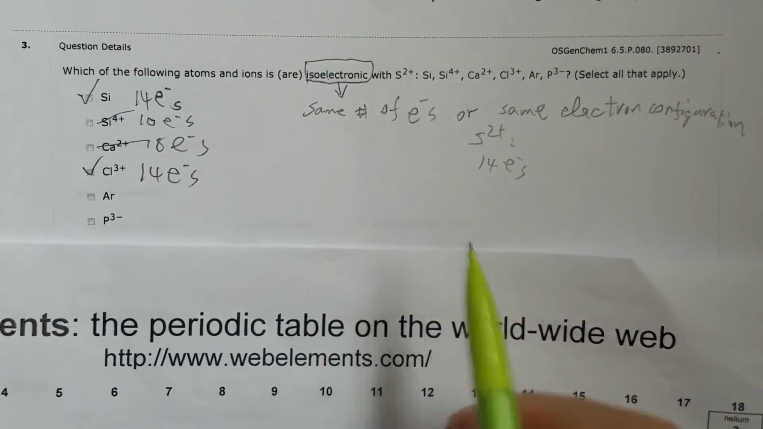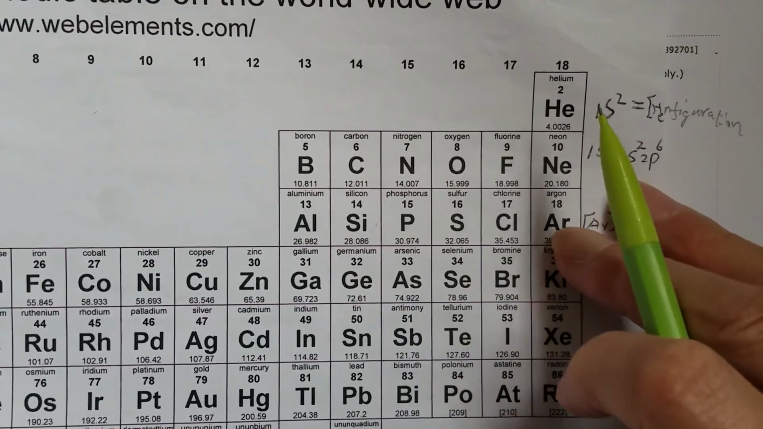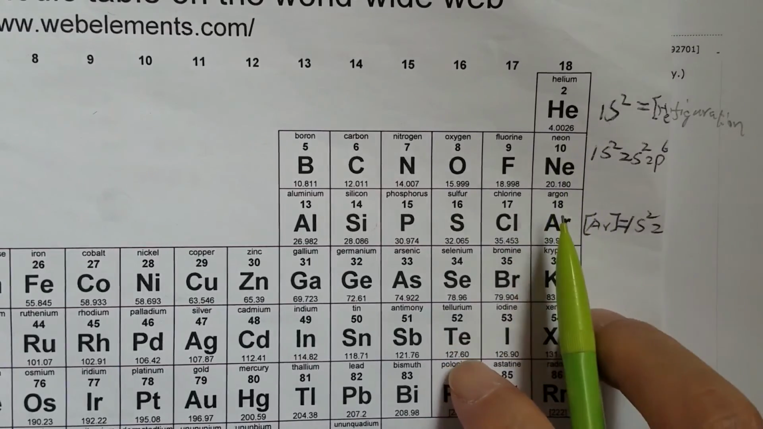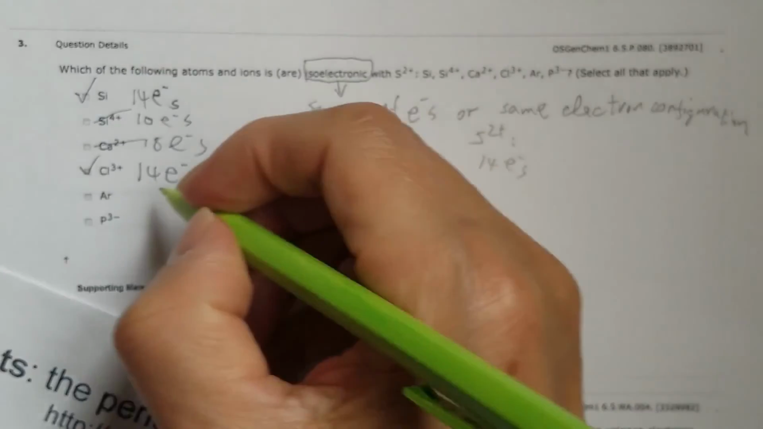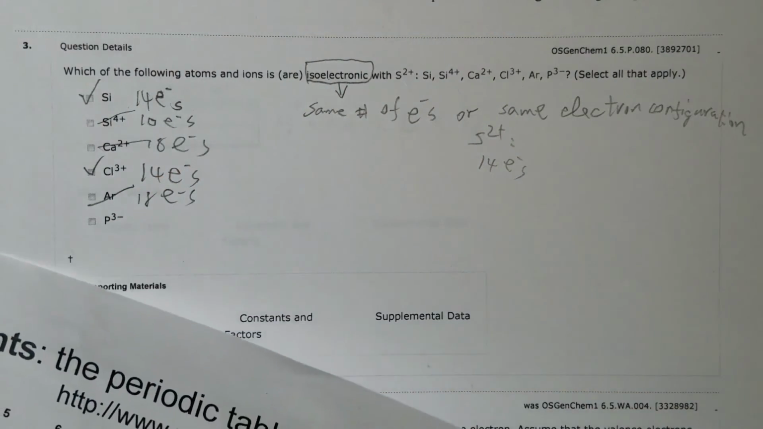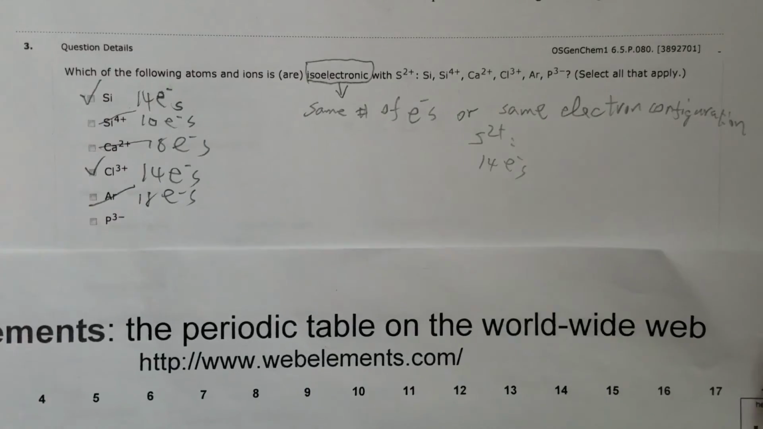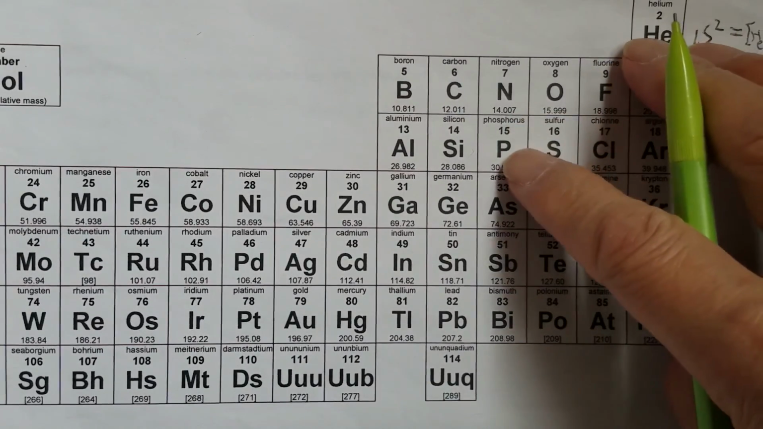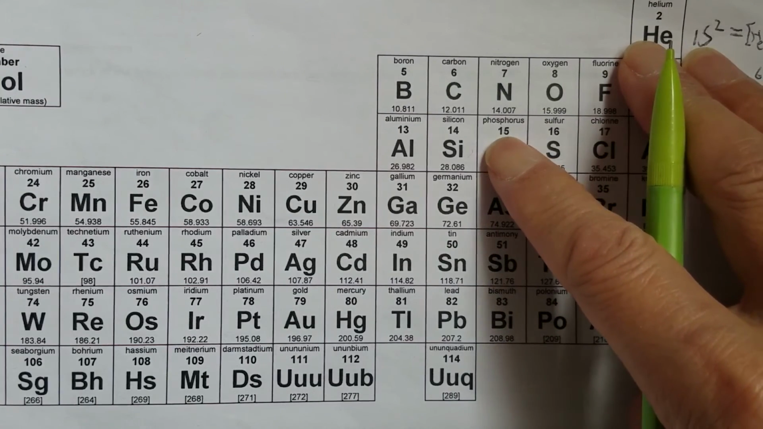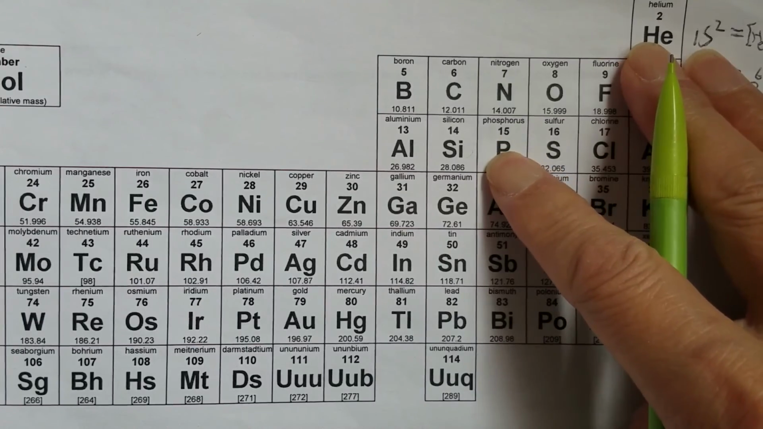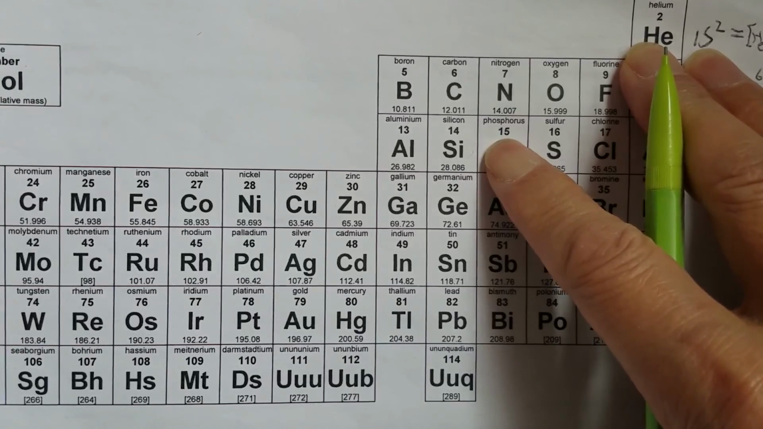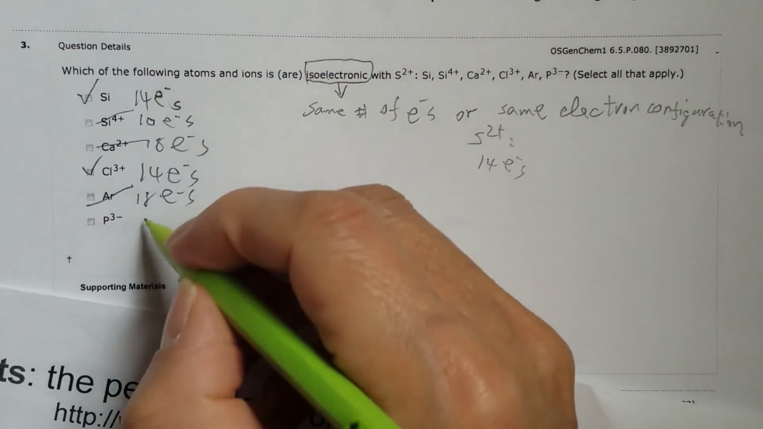All right, argon. Argon is the last one in the third period. Argon atom should have 18 electrons. Not the answer. Phosphorus atom should carry 15 electrons. Now 3 minus means it gained 3 more electrons. 15 plus 3, that should be 18 electrons again.